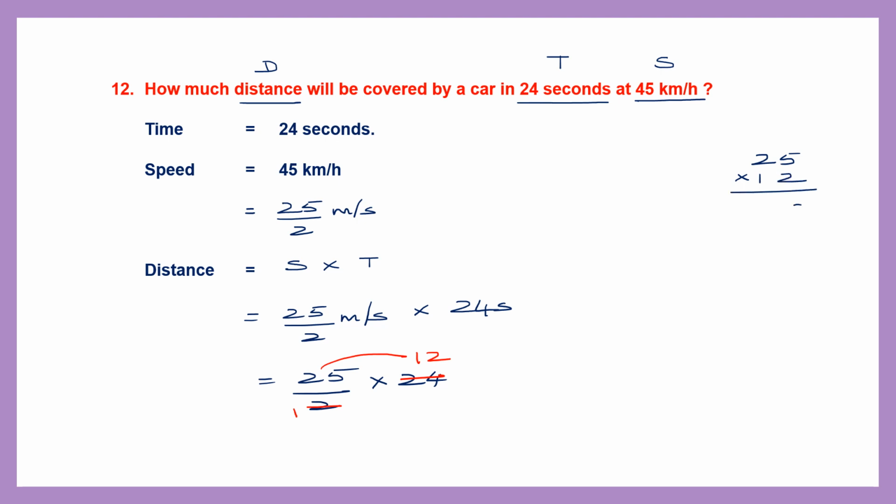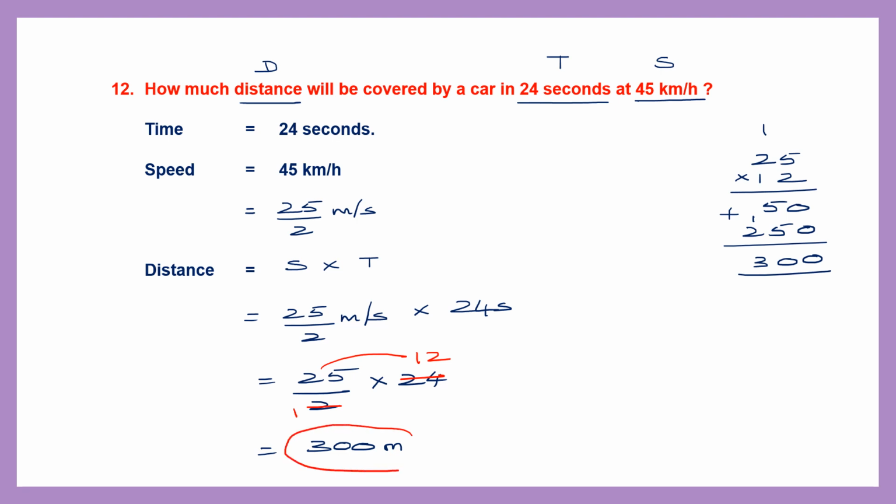Now 2 5s are 10, carry 1. 2 2s are 4 plus 1, 5. 0. 1 5 is 5, 1 2 is 2. Now add: 0, 5 plus 5 is 10, 2 plus 1 is 3. So we have 300. Since we have found the distance and we had converted all this to meter per second, distance will be in meters. So this is 300 meters. So we have found our answer. Distance is 300 meters.